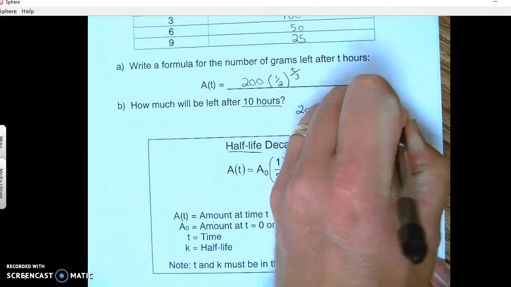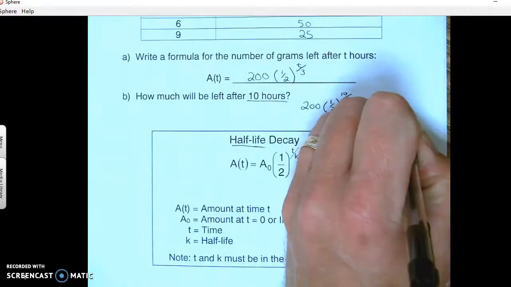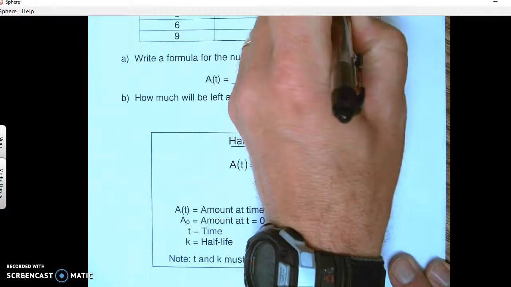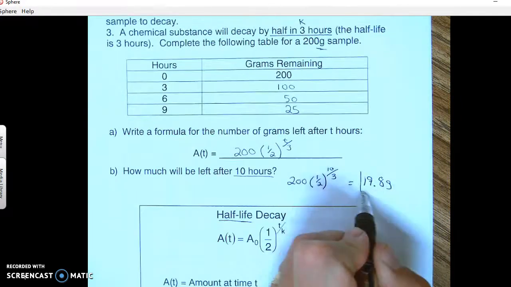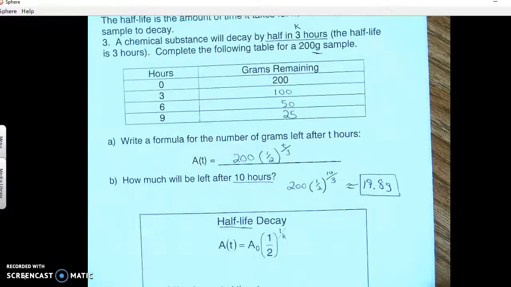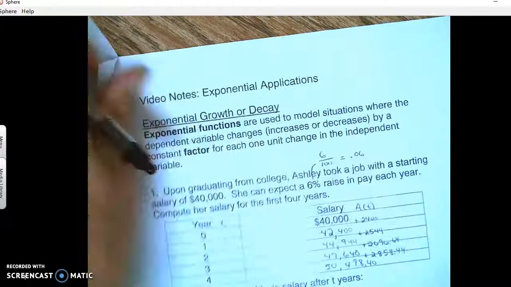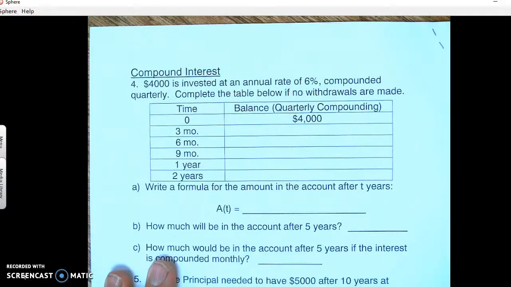I'm going to go ahead and round it to 1 decimal place, and that's going to be in grams. So approximately 19.8 grams. Okay? All right. On the back side, compounding interest.